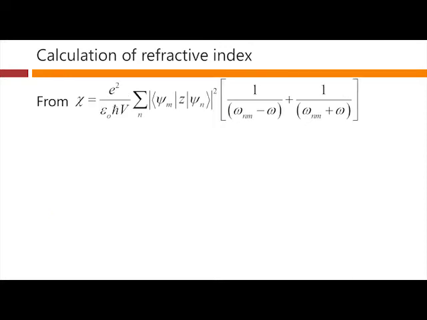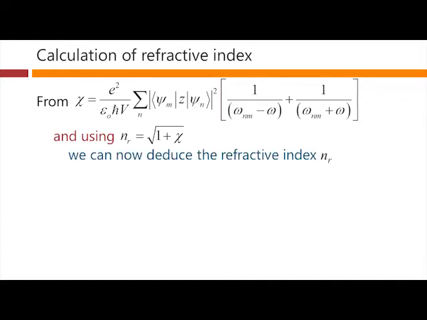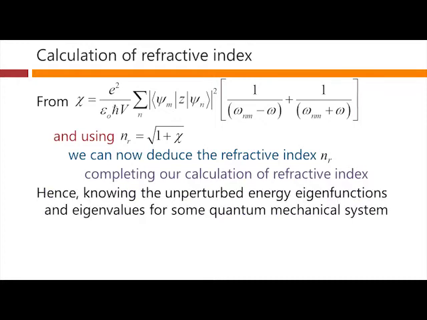So if we can do this calculation, then we can calculate our refractive index. And that would complete our calculation of refractive index. Hence, if we know all the unperturbed energy eigenfunctions, basically these psi m's or the psi n's, and the eigenvalues, which allows us to figure out these omegas in here, omega nm, for some quantum mechanical system, we can calculate the refractive index that that material or system would have.